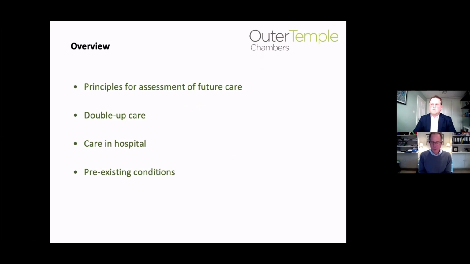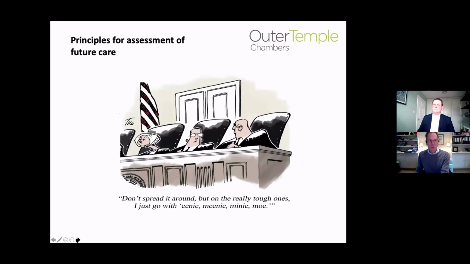care is often by far the largest head of loss and can give rise to a wide range of issues. We're trying to focus on some of the issues which certainly in our practice we encounter frequently and which can often have a significant impact on the value of the claim. So let's start with the first of those topics, principles for the assessment of future care.